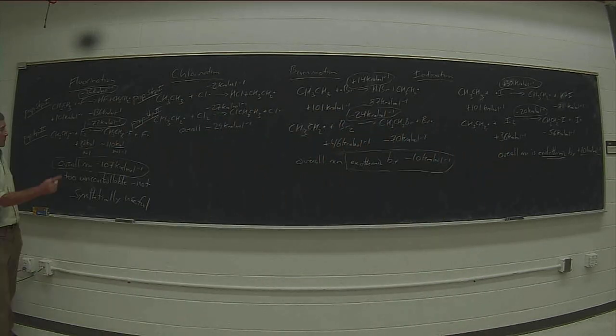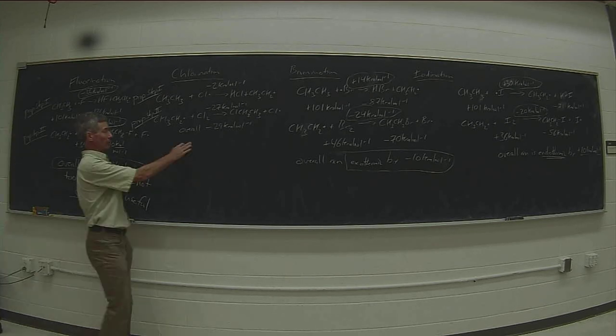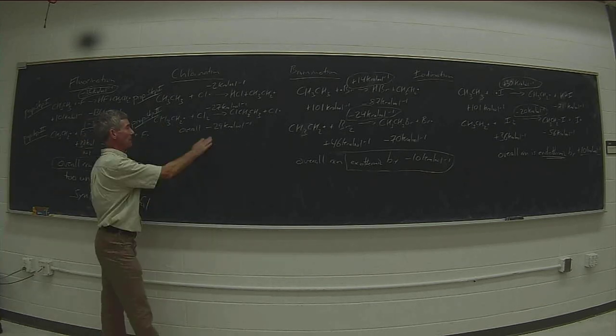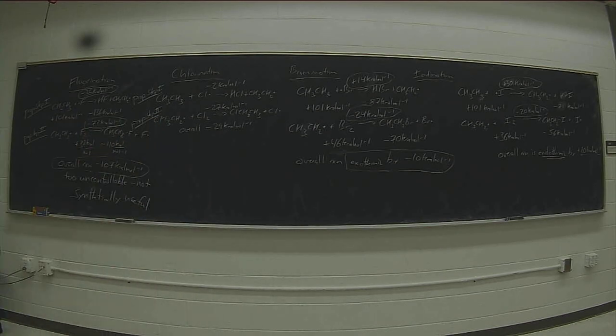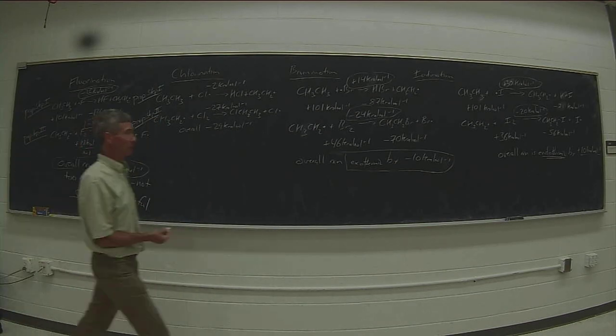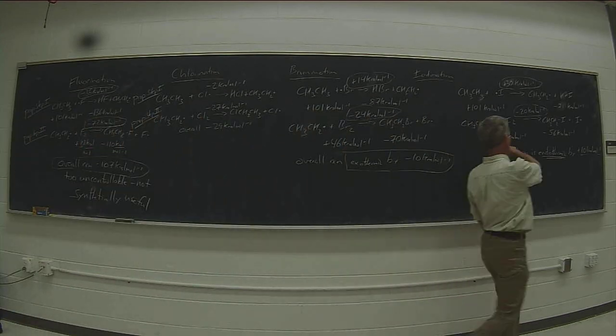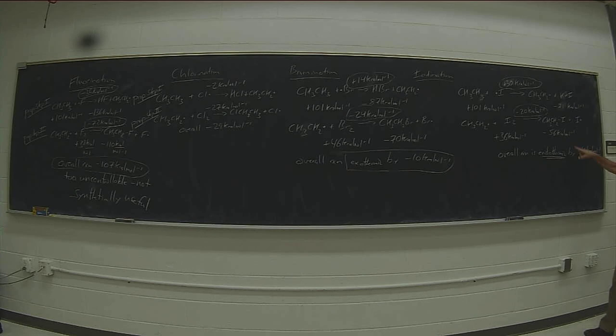So we'll see that free radical fluorination is highly exothermic, too uncontrollable to be synthetically useful. Chlorination and bromination hit the sweet spot, minus 29 and minus 10. Those are both exothermic, but not so exothermic as to be uncontrollable. Free radical iodination is an overall endothermic pathway. This is too high an activation energy in its first step. So this will not be a useful way to get iodine into the molecule.